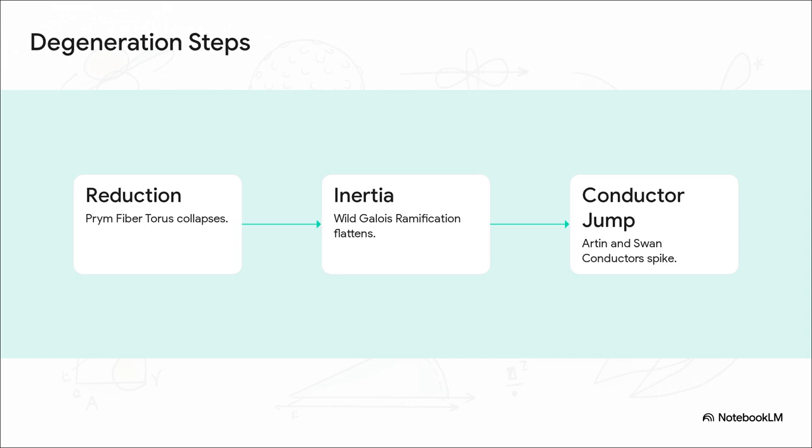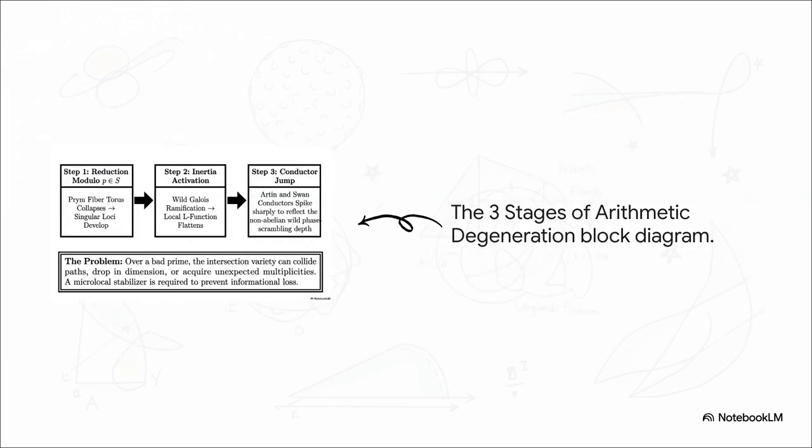Think of it as a massive turbulent phase scrambling effect, which flattens the local L function. And finally, step 3, we get a sharp conductor jump, where the Artin and Swan conductors spike dramatically to reflect that massive phase scrambling depth. This sequence is exactly the nightmare scenario Hilbert was worried about.